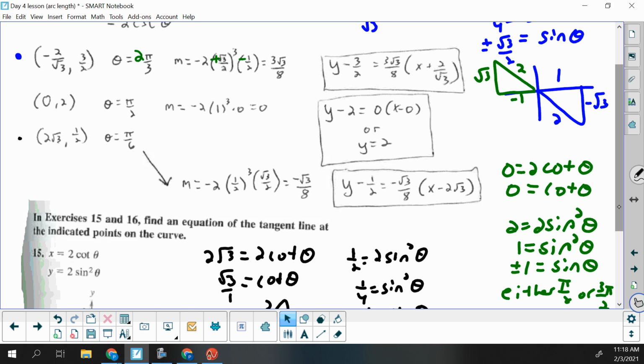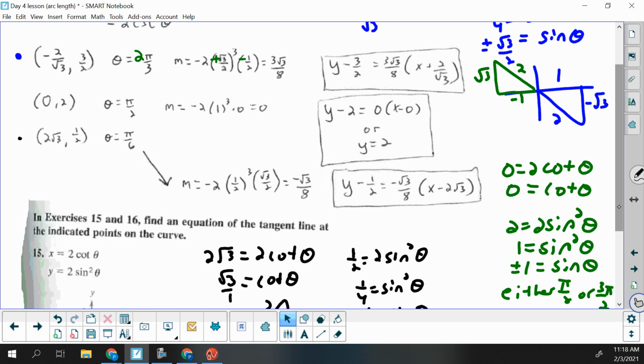Because we've got a cos at the end there and it's going to be 0, it doesn't matter which of those options. So I just hypothetically chose the pi over 2 there. If you had chosen the 3 pi over 2, you just would have had the negative 1 in parentheses. Again, it's not going to change your slope. So y minus 2 equals 0 times x minus 0, which simplifies to y equals 2.